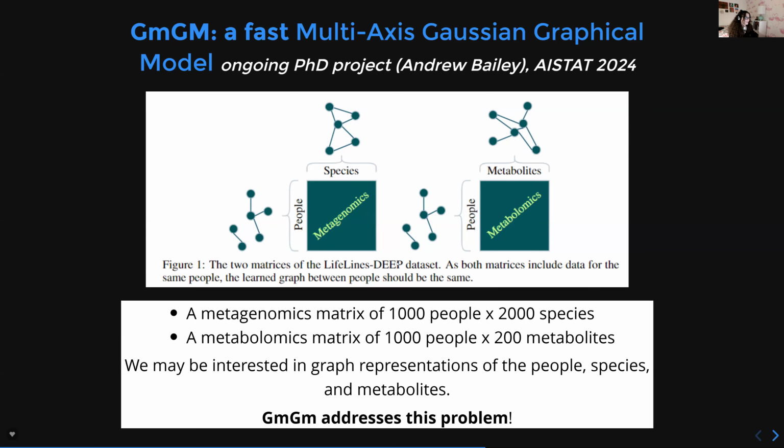This is the Lifelines DEEP data set, where gut bacteria were measured in people, the same people, and we have measurements of species collected in the stools of these people, and then the metabolites collected from the same samples. So the idea is that those two omics, or modalities, have a shared axis because the people are the same in both of them. So it is reasonable to expect that if we proceed towards a graph estimation, this is the same graph.